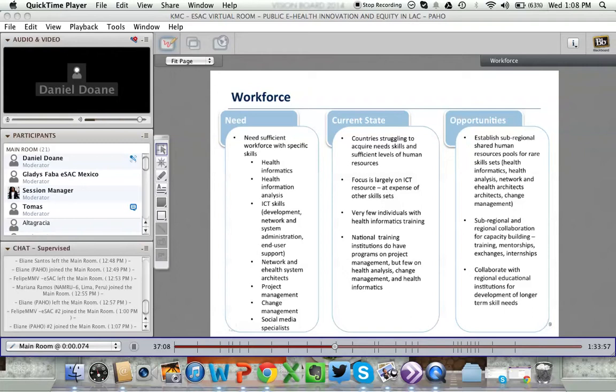And then again, I think it's very important for countries to begin to collaborate with educational and training institutions to really articulate what the long-term need will be, and working with them to build curriculums and programs that are going to be able to meet and sustain that long-term need.